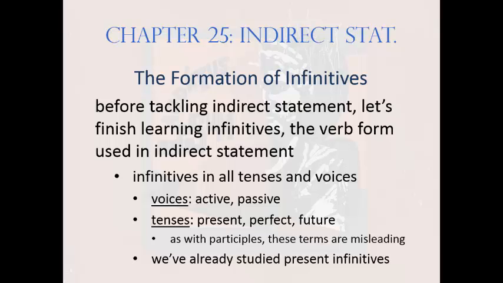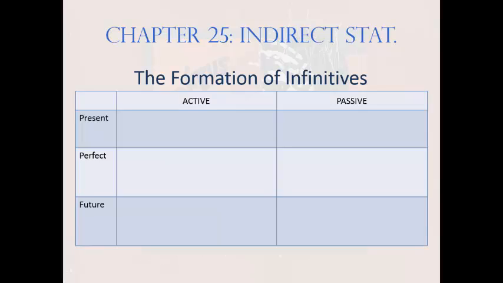We've already studied the present infinitive in both these voices, so let's start with a chart much like the one we used for participles, and insert the proper forms of the Latin infinitive, beginning with the present active, the form you've known almost since day one, the -are, -ere, -ire forms of the verb. This translates as "to do" whatever the verb means. An example is laudare, to praise. Please tell me this is not exciting new information for anyone out there.